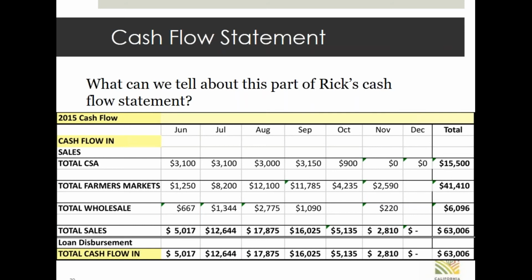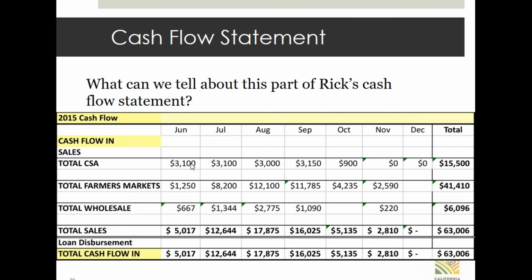Well, we know that he shows sales by channel. He doesn't show it by fruit or vegetable type. And so there's different types of cash flow statements. In this one, he's showing it by the different market channels. So CSA, farmers market, wholesale. We notice that if we look at his total sales, farmers markets make up about 2/3 of his sales for the year. So he's very dependent on farmers markets.